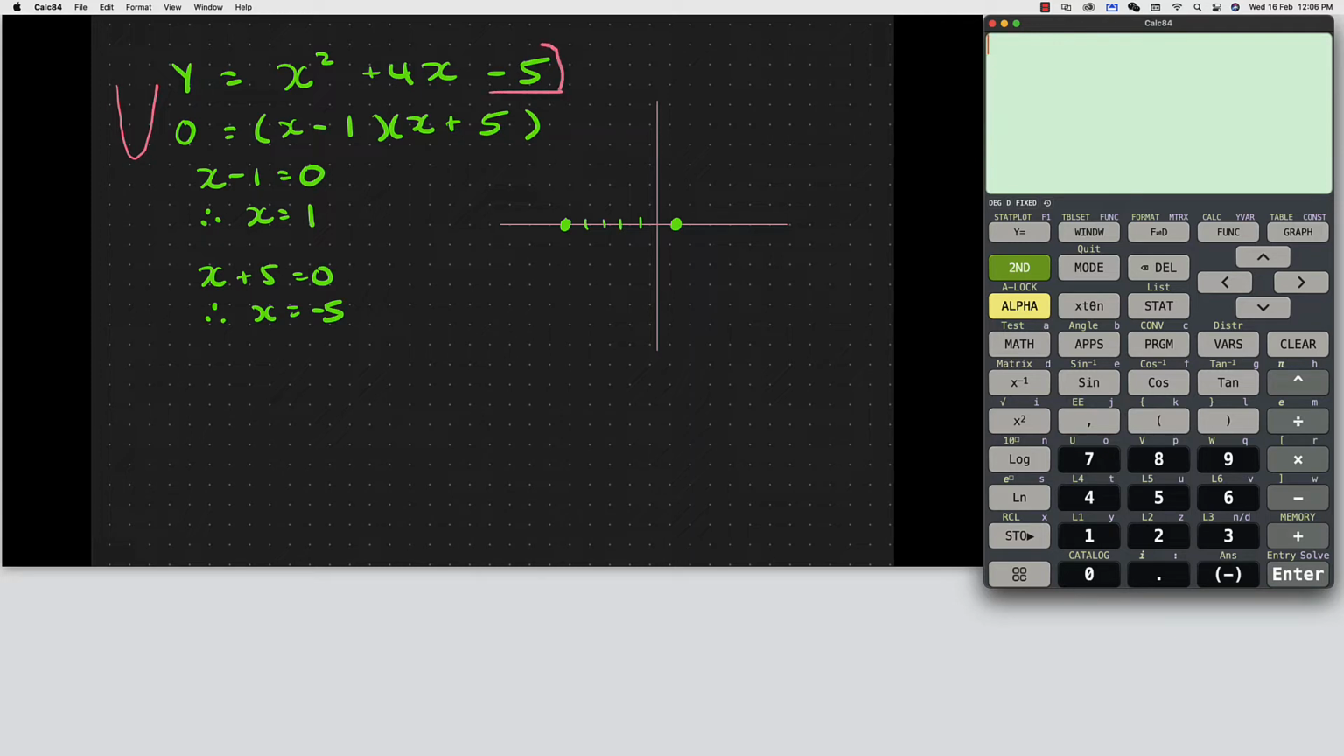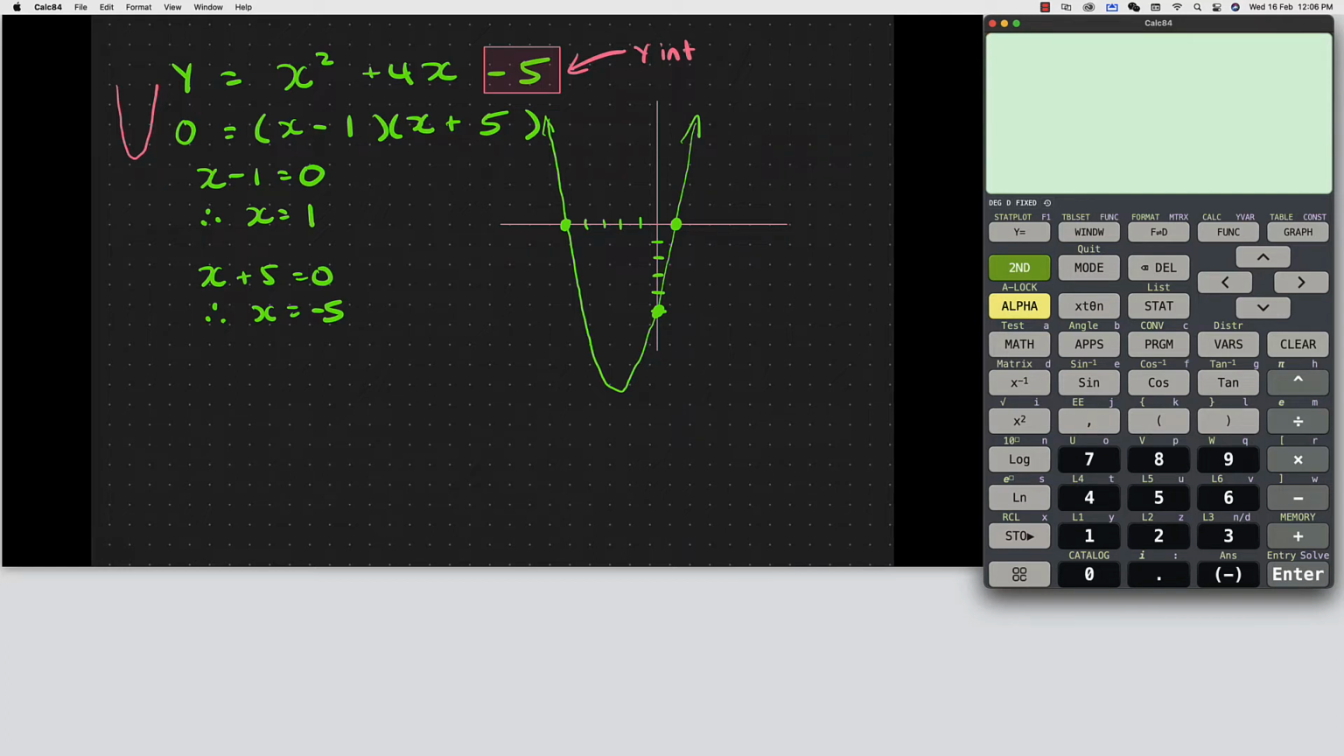And then this one right here is going to be my y-intercept. So in this case, it's negative 5. 1, 2, 3, 4, 5. So that is where it's going to go through. So my parabola is going to look something like that. And that would go up in that direction and that direction forever.